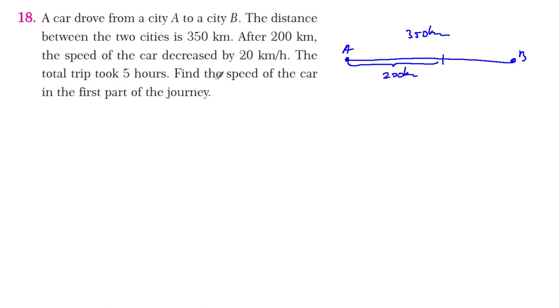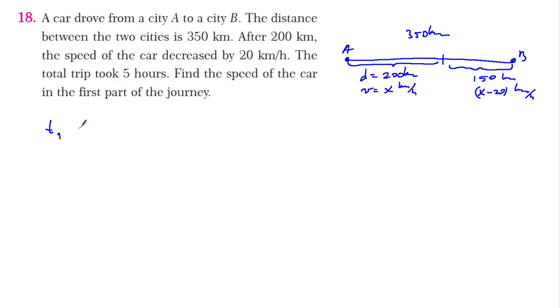the speed of the car decreased. So we don't know what was the speed. So the distance was 200, but the velocity we don't know, it was x kilometers per hour. So after 200 kilometers, the speed decreased. Well, how many kilometers are left? 150 kilometers are left. At what speed? X minus 20 kilometers per hour. Now the total trip took 5 hours.